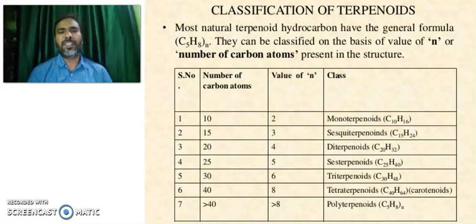Sesquiterpenoids, carbon 15, hydrogen 24. Diterpenoids, carbon 20, hydrogen 32. Sesterterpenoids, carbon 25, hydrogen 40. Triterpenoids, carbon 30, hydrogen 48. Tetraterpenoids, carbon 40, hydrogen 64, carotenoids, and polyterpenoids, C5H8-n. So now this is very important for your objective examinations. You just remember the value of n and the class.